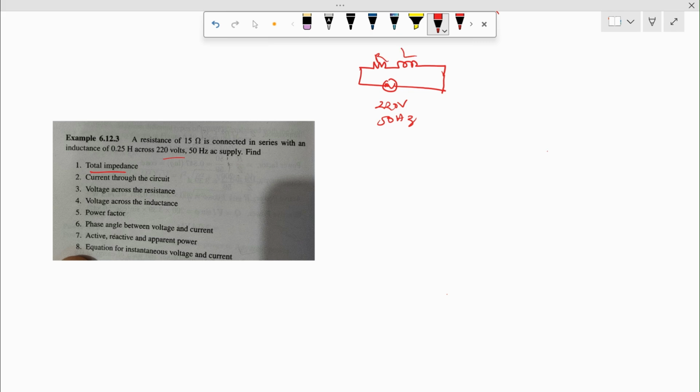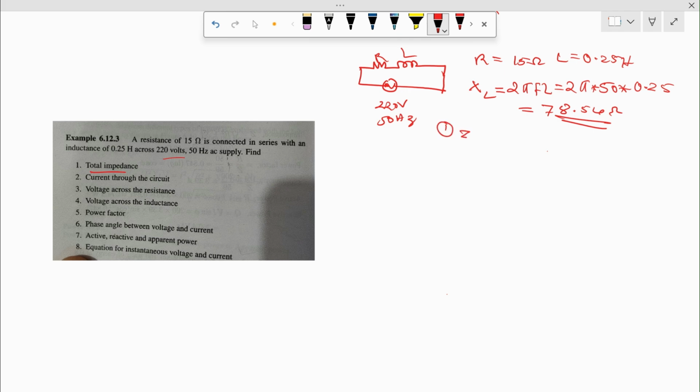R is given, L is given. What is R? 15 ohms. What is L? 0.25, not ohm, Henry. Now we have to find XL, the inductive reactance. What is XL? 2 pi FL. What is frequency? Frequency is given as 50 hertz. What is the inductance? 0.25. So what will be XL? 78.54 ohm.